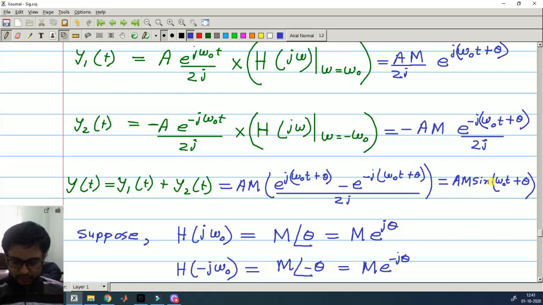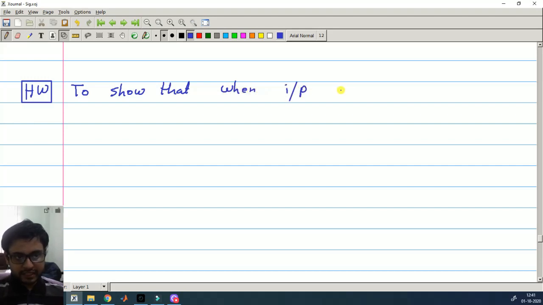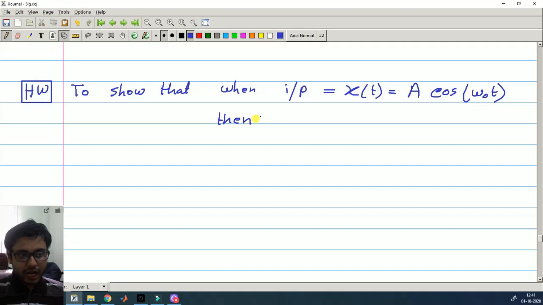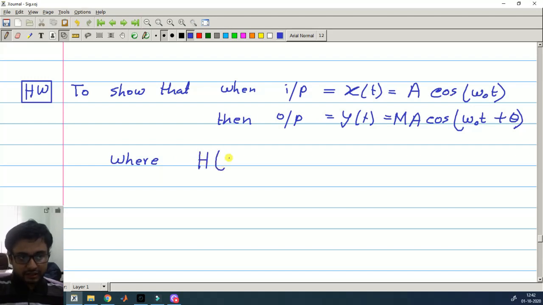Okay, now in the same way I will give you a homework to show that when the input is, say, x(t) equal to A cosine omega naught t, then the output will be y(t) equal to A cosine (omega naught t plus theta) multiplied with M, where H(j omega naught) is equal to M angle theta.